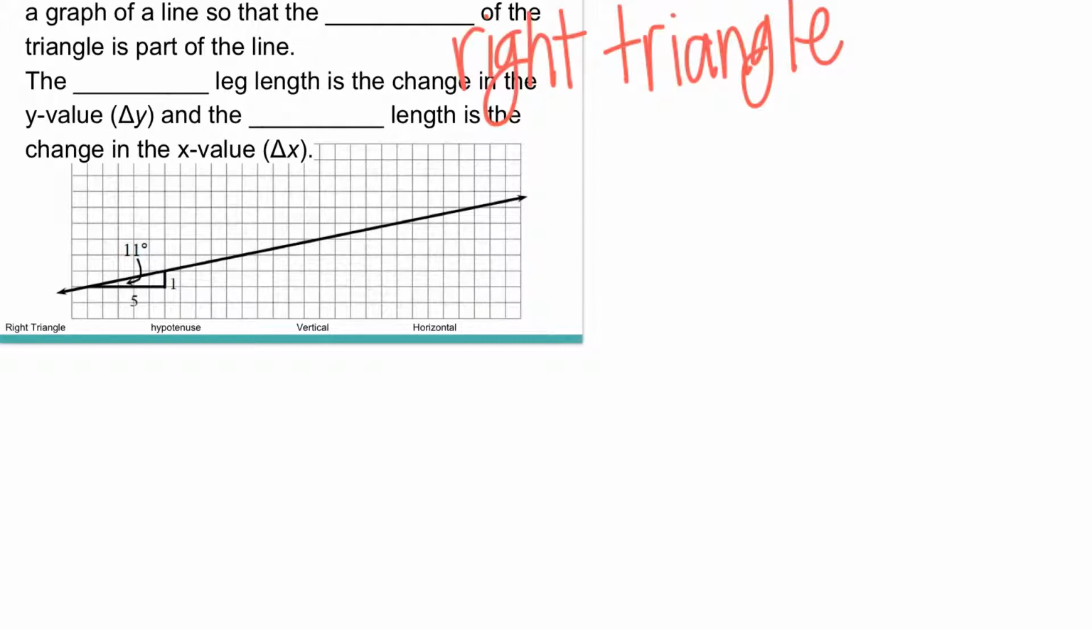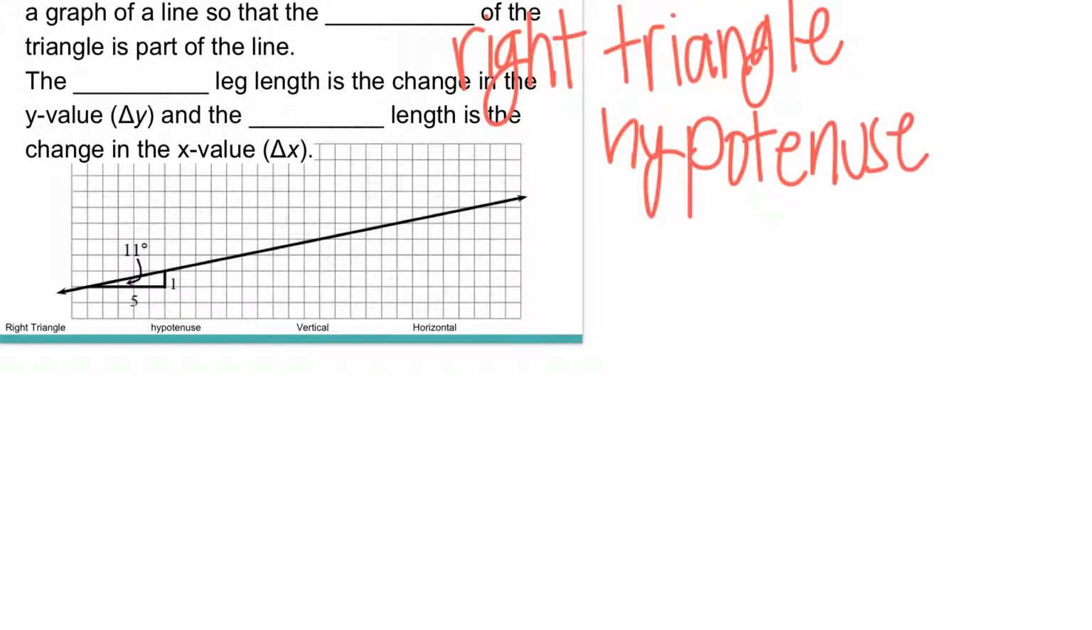Is a right triangle drawn on a graph of a line so that the hypotenuse, let's see if I spell this right, hypotenuse of the triangle is part of the line. Now look at this example over here. There's that. Hypotenuse is the longest one right there.